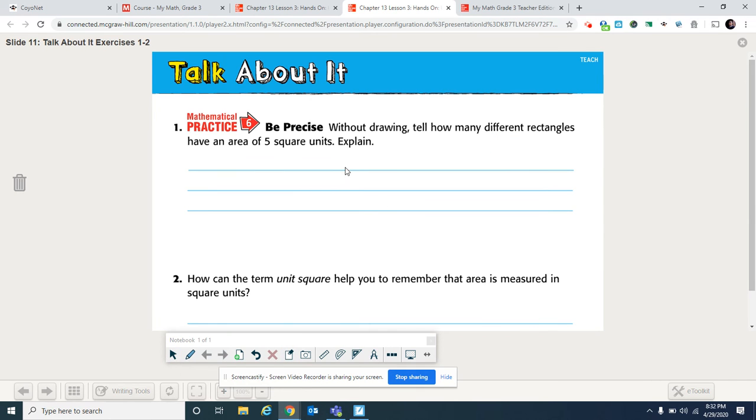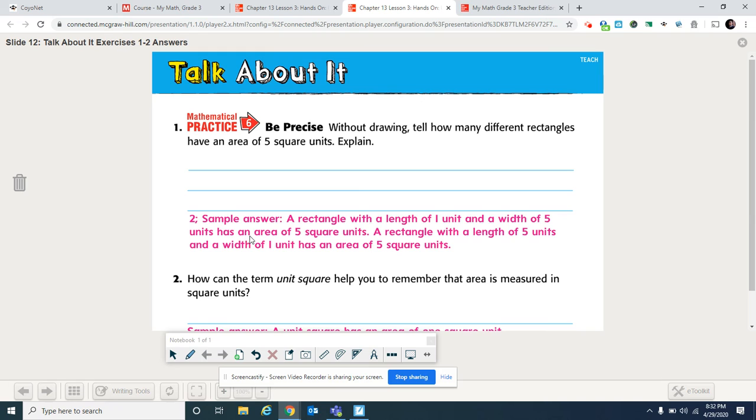In this topic, we'll be examining a question that you will need to explain, but I'll be helping you on how to do this. Without drawing, tell how many different rectangles have an area of 5 square units. Do you have some idea about this? If not, I'll be showing you the answer.